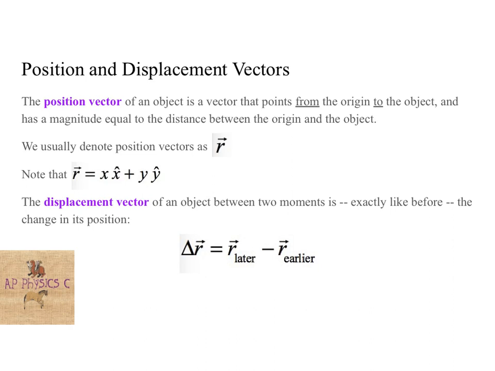It also leads to the incredibly bizarre algebraic sentence that R vector is x hat plus y hat, and that's just strange. The displacement vector of an object between two moments is, exactly like before, the change in its position. In other words, delta R is R later minus R earlier. Just like before. No change there. We've just promoted it to vectorhood.